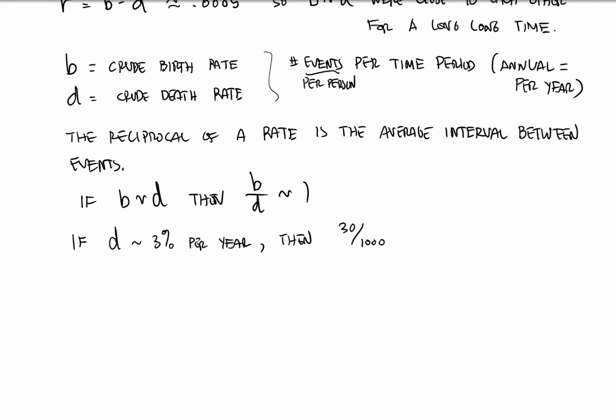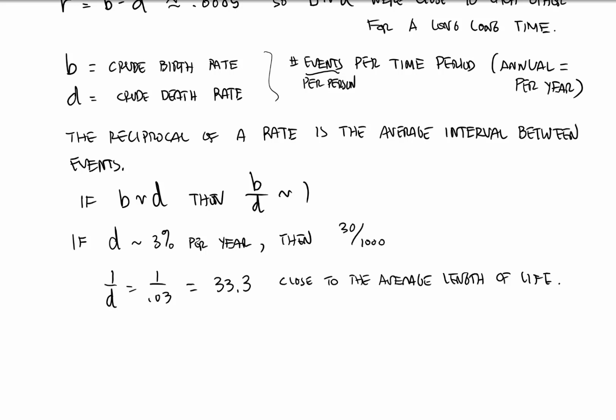In any event, if we have a death rate of 3% per year, then 1 over D is going to be 1 over 0.03, and that is going to be 33.3. And that is going to be close to the average length of life. If the death rate is around 3%, then on average, the average length of life has to be 1 over 0.03 or 33.3 years.